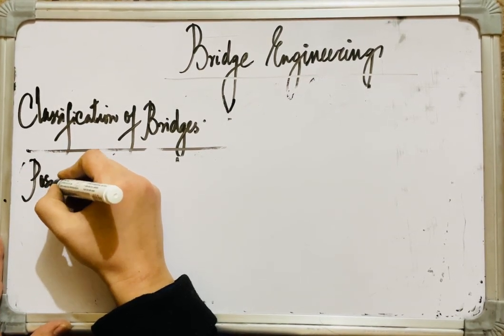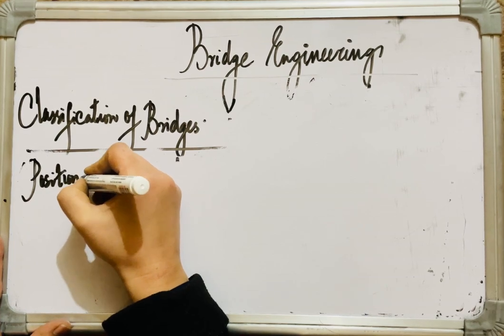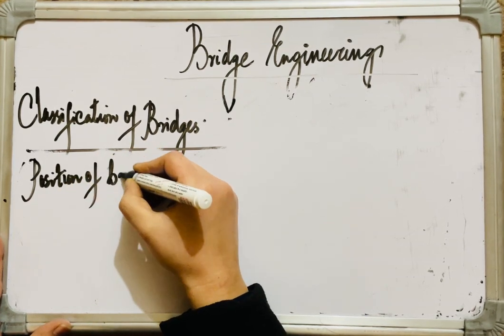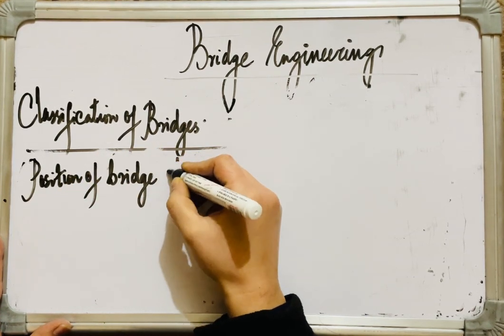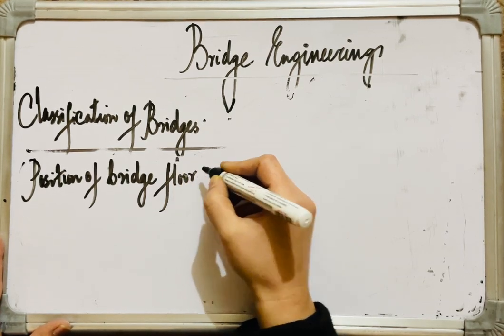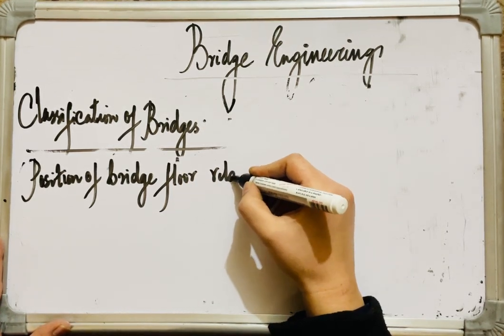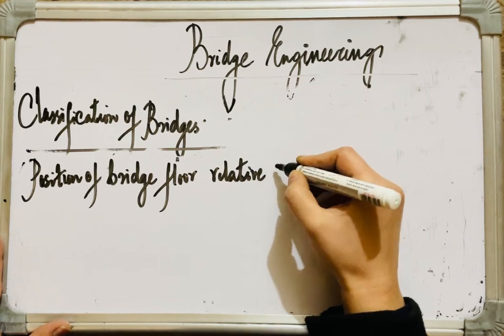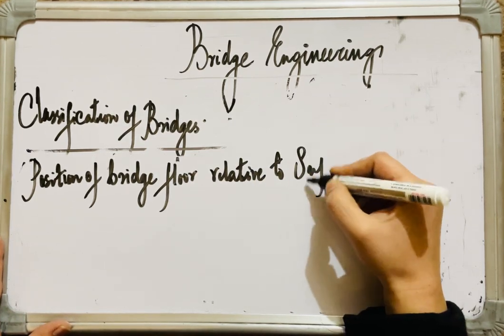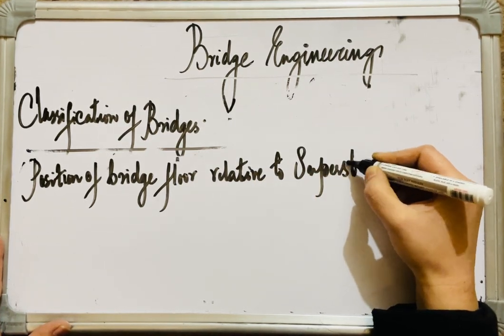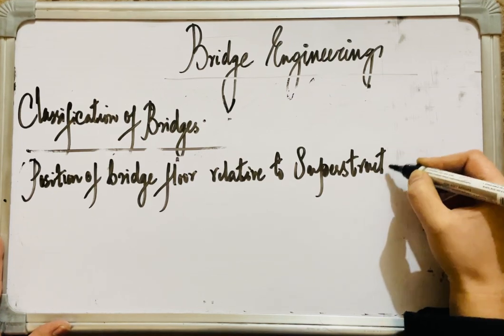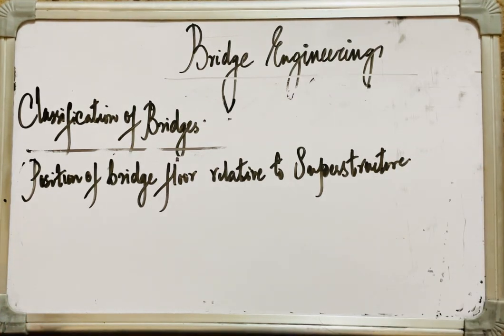Position of bridge floor relative to superstructure. Here in this type of classification we have deck through, half through and suspended bridges.